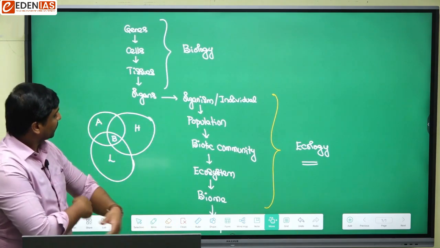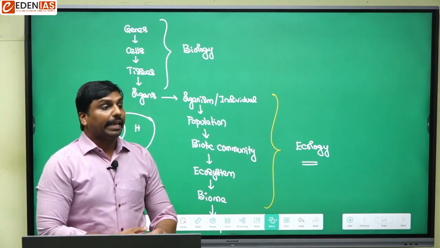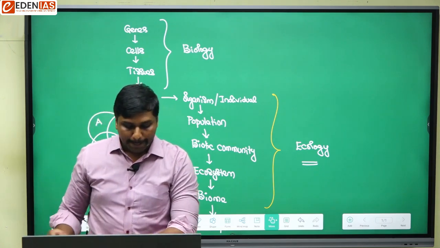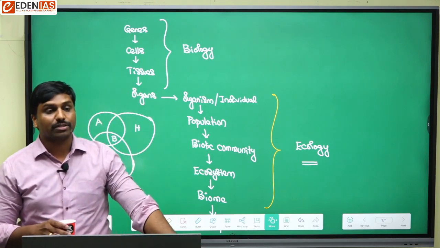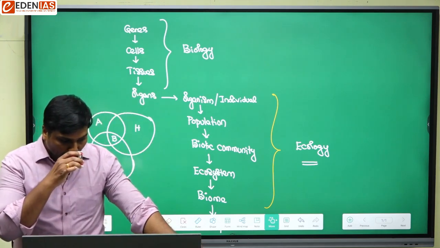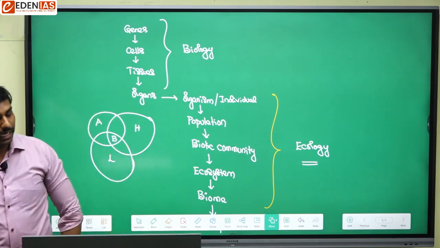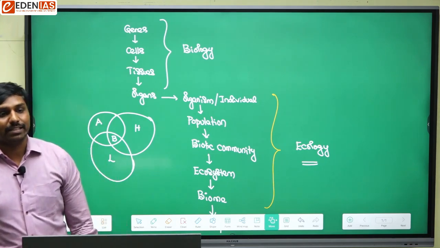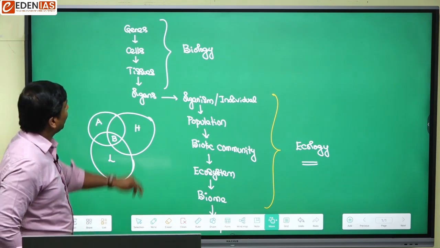Draw this one, starting with the heading stating ecological hierarchy, or levels of organization in life sciences. Okay, so there you make this diagram.